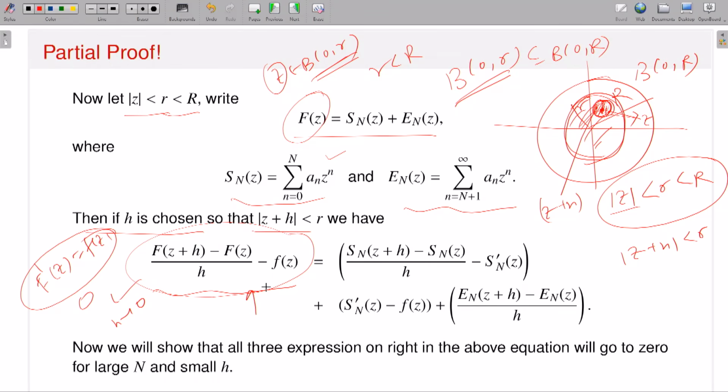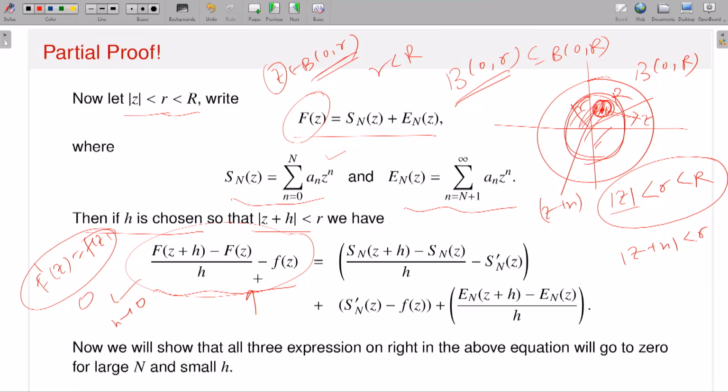That is why I am starting with a point z, which has modulus of z strictly less than r, which is less than capital R. Then in a small neighborhood of z, I want to estimate this object: capital F of z plus h minus capital F of z, divided by h, minus small f of z. My plan is to take the absolute value, estimate it, and conclude that this goes to 0 as modulus of h goes to 0.